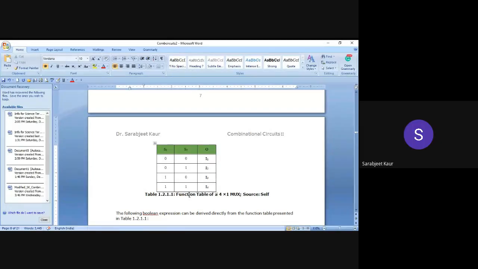Okay, can you please repeat? So what is a function table and how is it different from a truth table? In the truth table, what did we have on the left hand side?